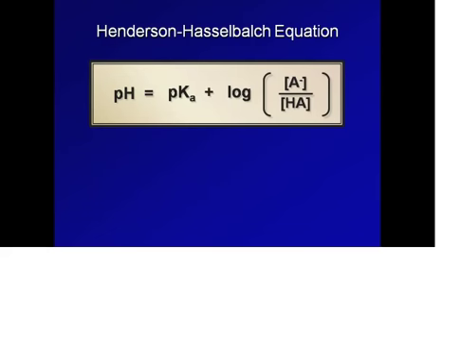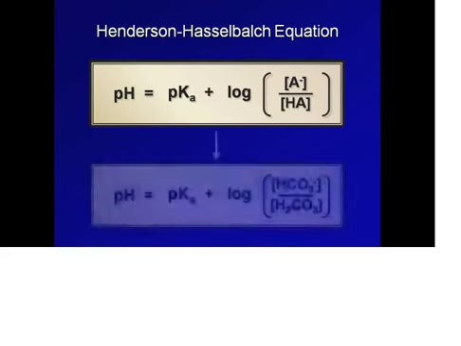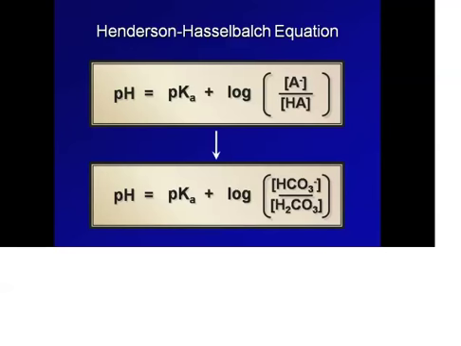Now, as I just discussed, the major buffer in the body is the bicarbonate and carbonic acid pair. So let's substitute some numbers into our equation to make it specific for human acid-base regulation. The pKa is an empiric constant, which for this reaction is known to be 6.1.